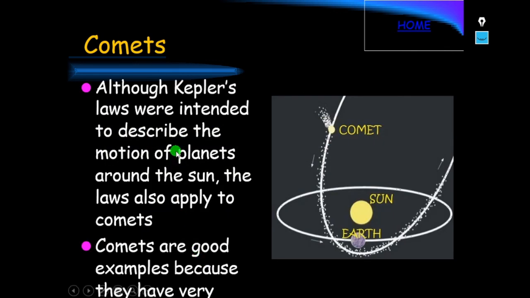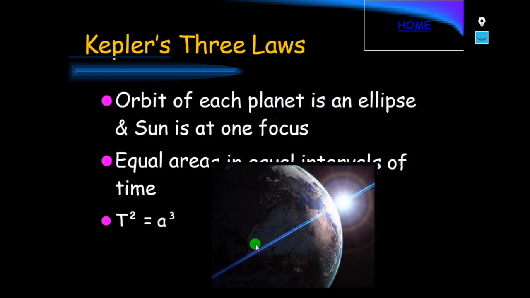Now we will come to know about comets. Although Kepler's laws were intended to describe the motion of planets around the sun, these laws can also be applied to comets. So even though Kepler observed planetary motion, Kepler's laws can be applied to comets also. Comets are good examples because they have very low mass and very low orbits.